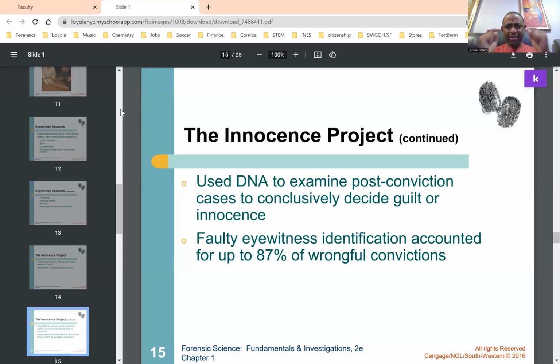The Innocence Project was created to make sure those cases are reviewed and overturned. Faulty eyewitnesses account for 87% of wrongful convictions. So 87% of the time, wrongful conviction is because of a faulty eyewitness identification. It starts all the way from Emmett Till until today. All right, so that was the first lesson.